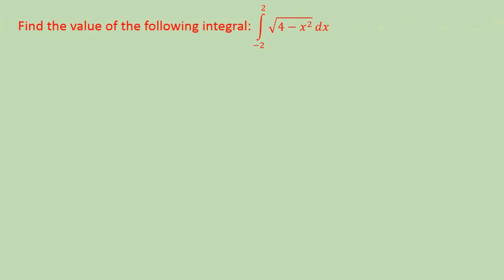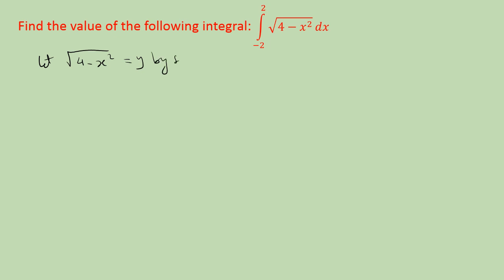هنتعلم دلوقتي find the value of the following integral from negative 2 to 2 of square root of 4 minus x squared dx. تمام. طبعا في أكتر من طريقة لشرح الانتجرال ده. نتعلم أول حاجة, let square root of 4 minus x squared equal y.